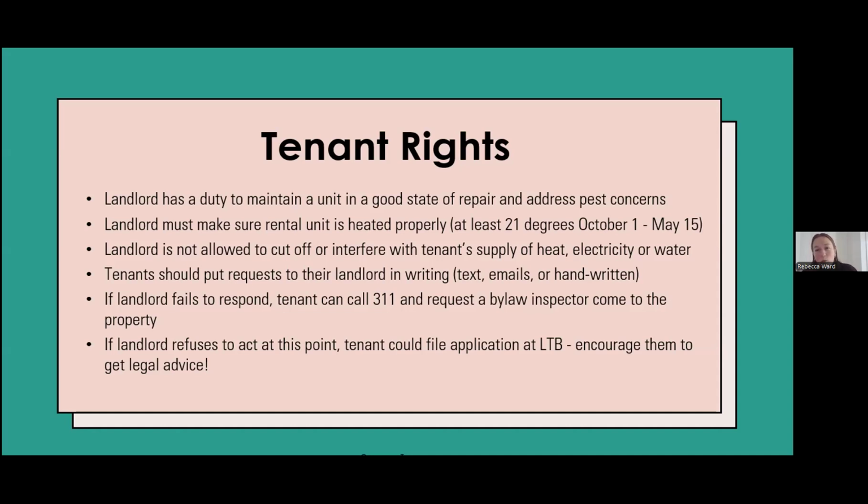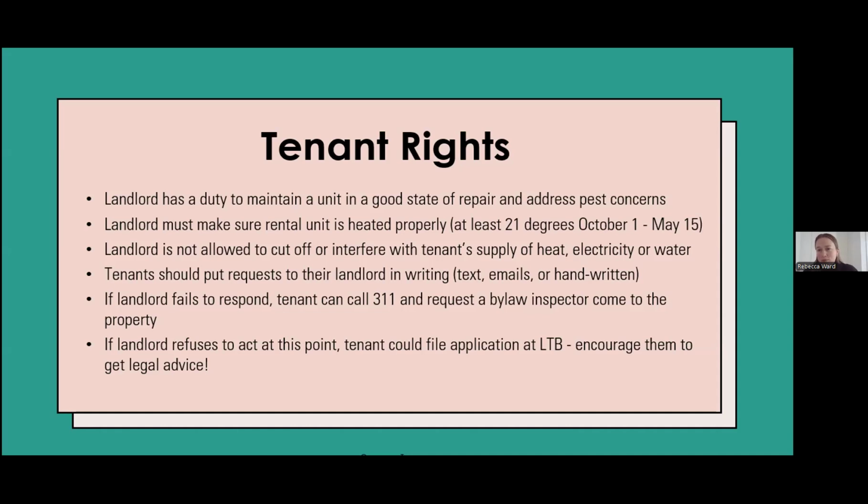311 is going to be the quickest response to get somebody out to the property. If a tenant has asked the landlord several times to fix an issue, if 311 has come out and told the landlord to fix the issue, and if the issue is still not being fixed, then the tenant has the ability, or should, file an application at the Landlord and Tenant Board at that point. Filing cases at the Landlord and Tenant Board can be a very frustrating and long process for tenants. We're seeing landlord applications get scheduled sooner than tenant applications, which is really frustrating, but it might mean that a tenant is waiting like 4 or 5 months to get a hearing scheduled at the LTB.